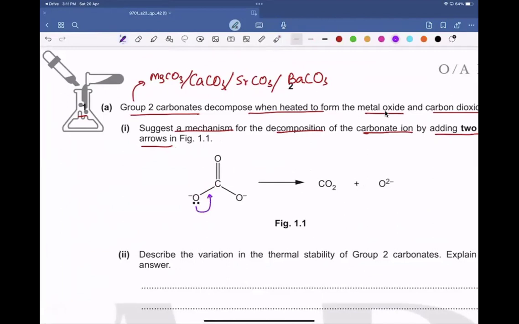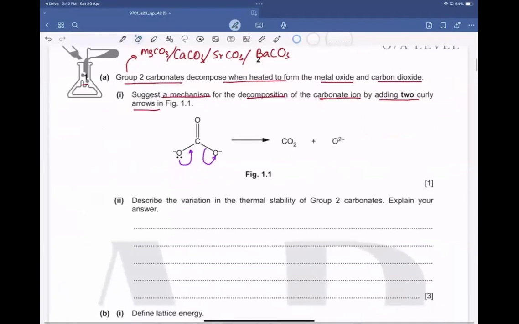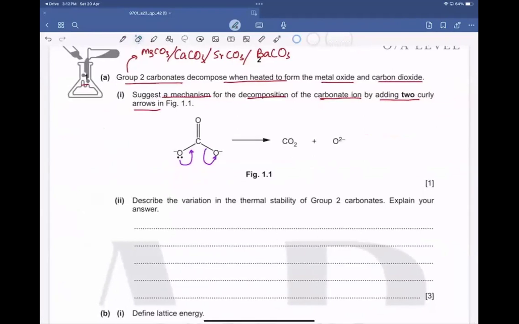If I make an arrow like this over here, it means this oxygen forms a double bond over here. If this oxygen forms a double bond over here, at that time the carbon-oxygen bond would be broken heterolytically. So this oxygen comes out as an O2 negative, and this part turns into carbon dioxide. Okay. So for 1 mark, you need to put the arrow. So I did it. Now, next part.